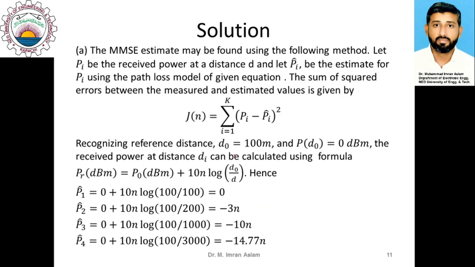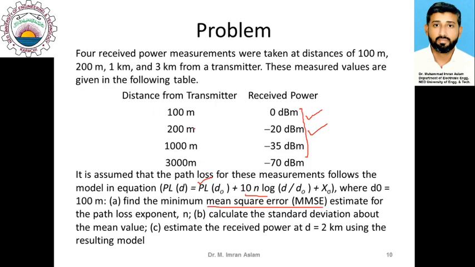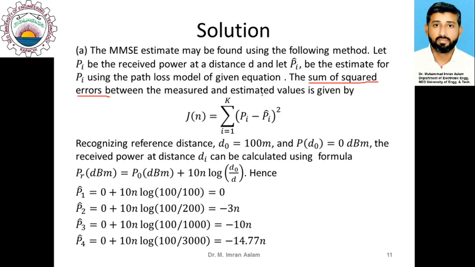So actually what we are doing, we are trying to minimize the sum of square errors or mean square error. Actually, sum of square error is not exactly the mean square error. For mean square, you have to divide by total number of values, which is 4 here, but it does not make any difference for calculation of n, whether you divide it by 4 or not. So we calculate the sum of square errors.